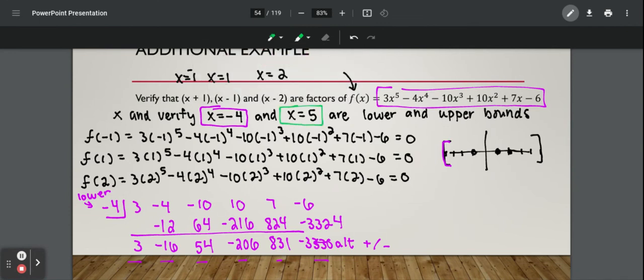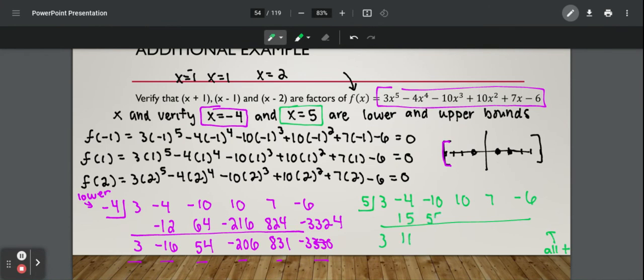So then if we go to do the upper bound, in this case, we chose 5, or you were given 5, we do that same thing. We're going to have to erase just a little bit of this. And with the upper bound, we do that same synthetic division. So 3, -4, -10, 10, 7, -6. But this time with the upper bound, we're looking for all positive numbers. So if we get all positives, then we know that whatever number we picked there is the upper bound.